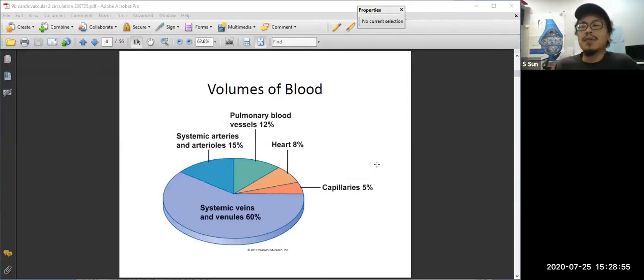The entire body's blood is flowing through the arteries, veins, heart, etc. In this chart, one thing you need to know is that the majority of blood is stored in the vein. So the vein has a high compliance. It means that the vessel wall can expand when we have more blood. So it's the region that stores the majority of the blood.